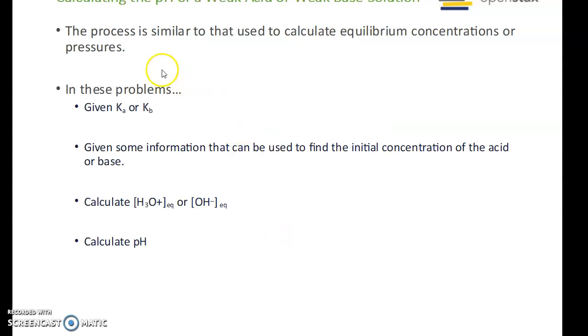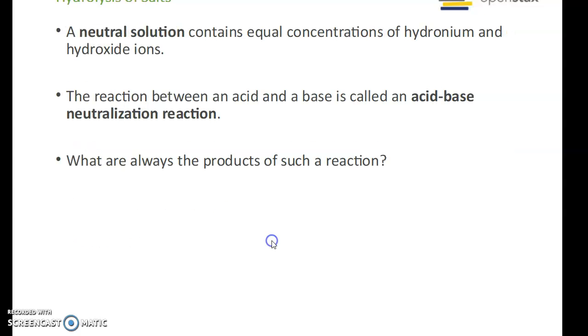So the process is similar to that used to calculate equilibrium concentrations. Given any Ka or Kb, and given some information that can be used to find the initial concentration, you can then calculate the concentrations of these ions, and from these you then calculate what that pH value is. When we do a lab on pH and pOH, I'll go through the calculations there in great detail.